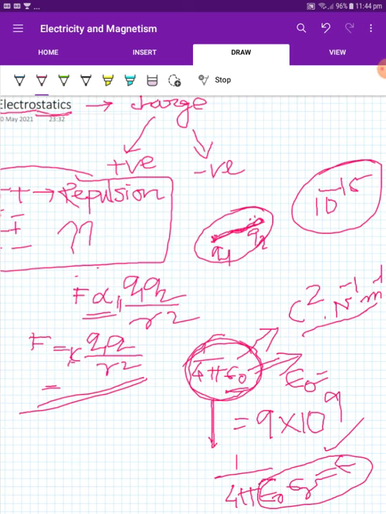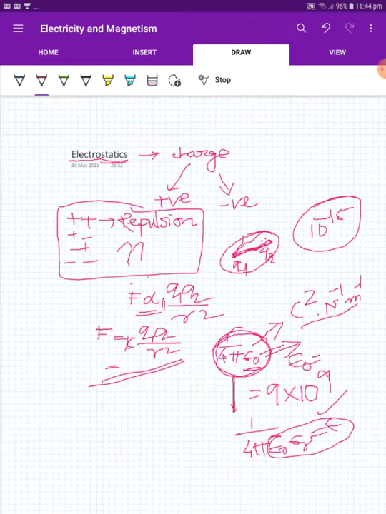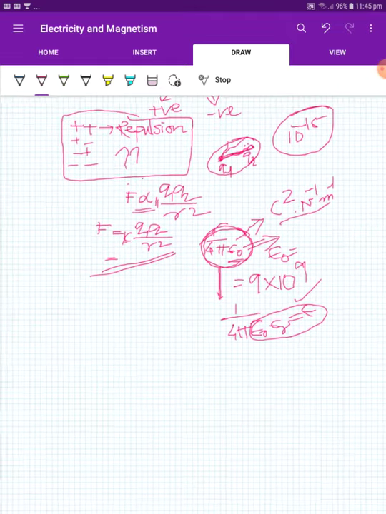And the important point is that Coulomb's law is not valid when the charge is movable. That is, it is only valid when the charge is fixed, that is static in nature. So this was given by Coulomb's law. Now we will discuss the direction of the Coulomb force.